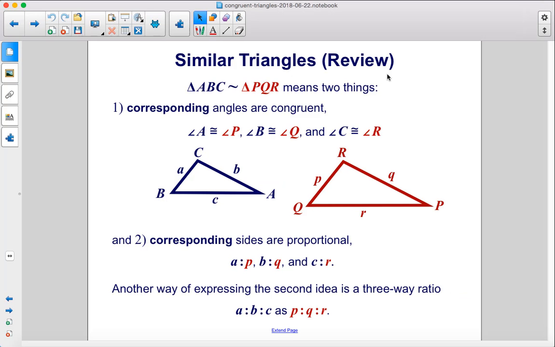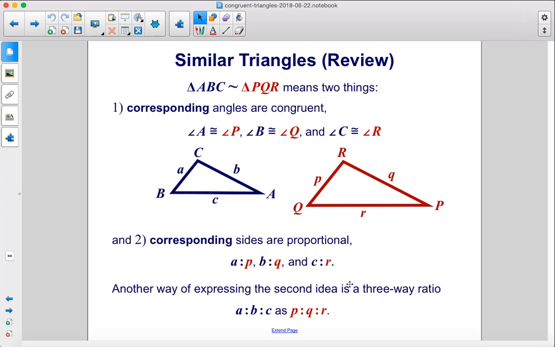Similar triangles review. Triangle ABC is similar to triangle PQR means two things. Number one, corresponding angles are congruent. Angle A is congruent to angle P, angle B is congruent to angle Q, and angle C is congruent to angle R. And corresponding sides are proportional. A is to P, B is to Q, and C is to R.